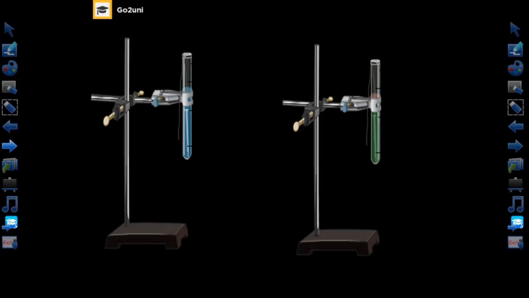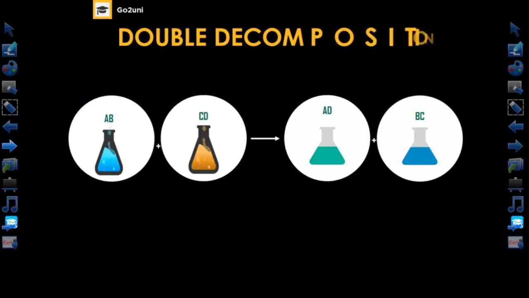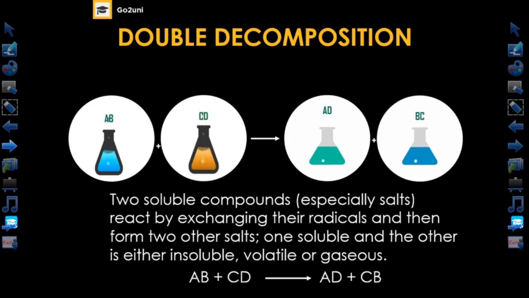Moving away from displacement reaction, we'll look at our next type of reaction called double decomposition. What is a double decomposition reaction? It is a type of reaction where two soluble compounds, especially salts, react by exchanging their radicals and then form two other salts, of which one is soluble and the other is insoluble, volatile, or gaseous.